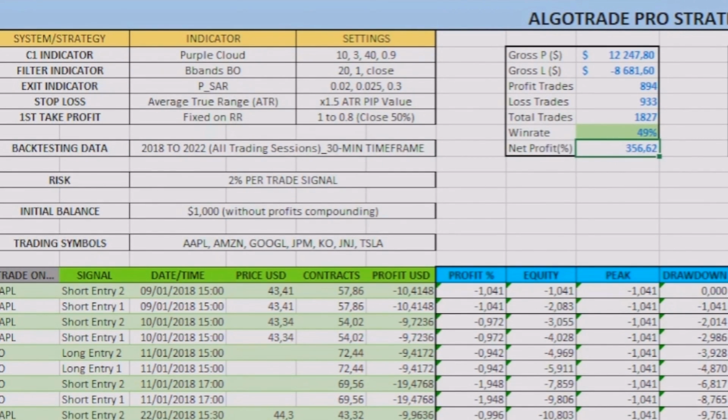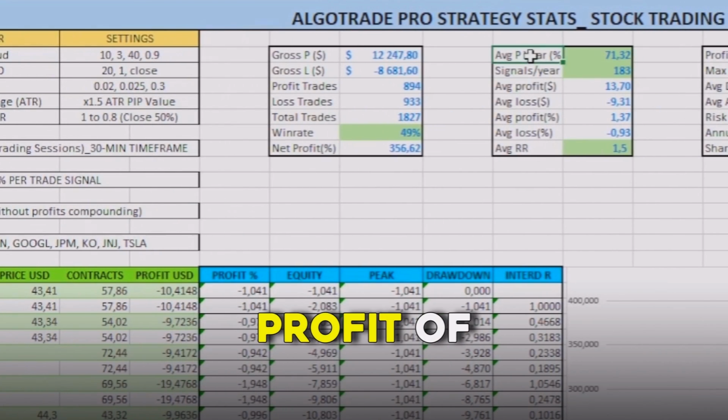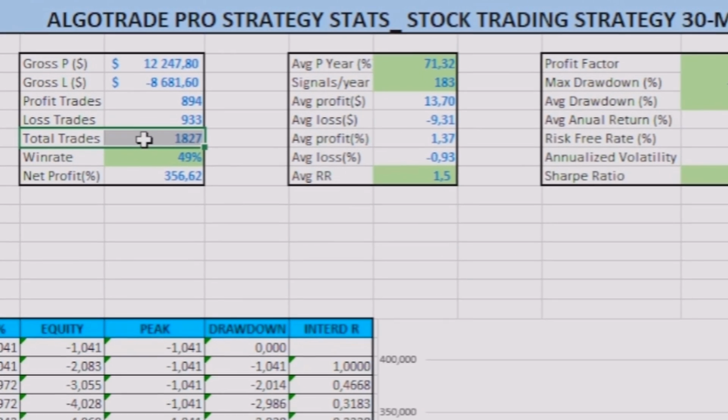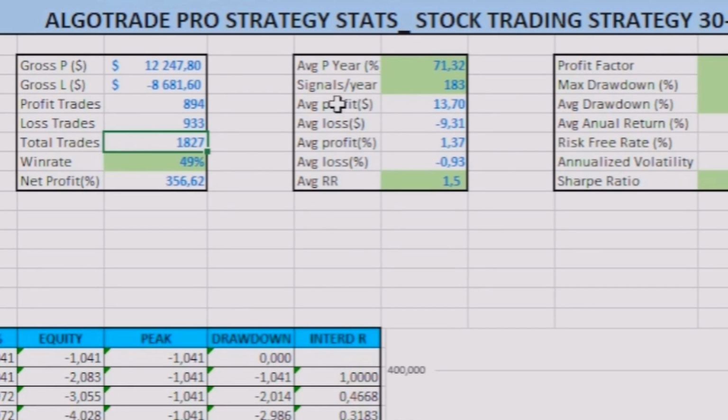356%, which gives us an average annual profit of 71% with a win rate of almost 50% and an average risk to reward ratio of 1 to 1.5, which is very good in the long run, and also considering an analysis of more than 1,800 trades, which is a big sample size.